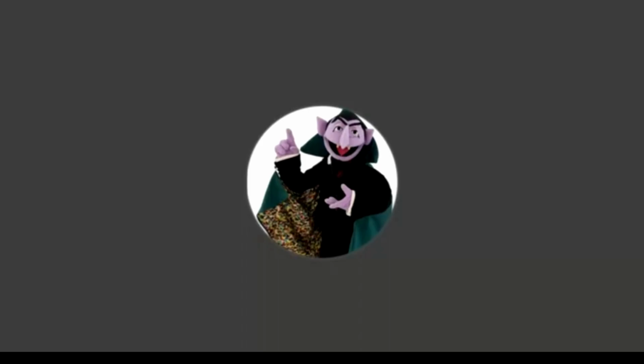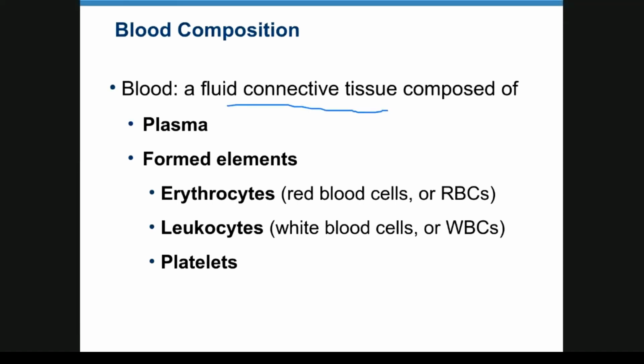Blood. Today we're going to be talking about blood. Blood is a fluid connective tissue. Who would have thought it was a connective tissue? But it is. It's made out of plasma and formed elements.